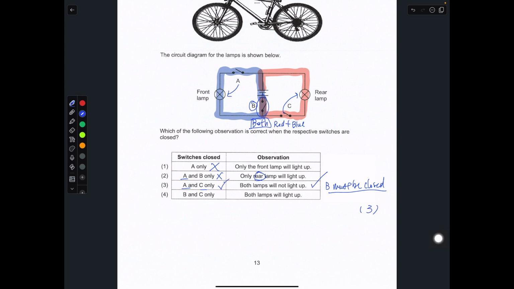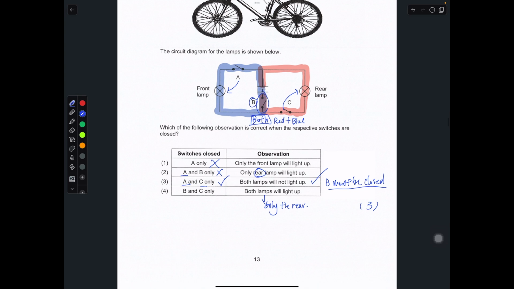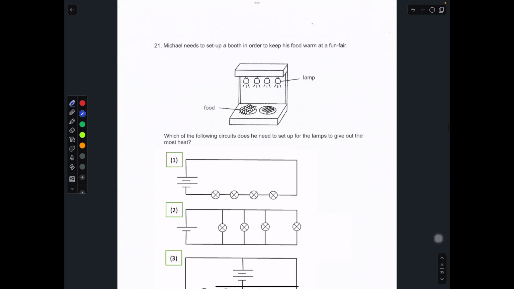B and C, both bulbs will light up. No, this one only the rear. Only the rear lamp. So the answer is number 3.